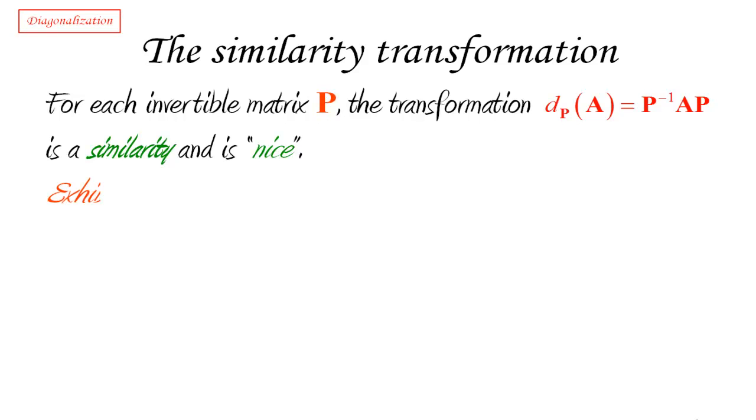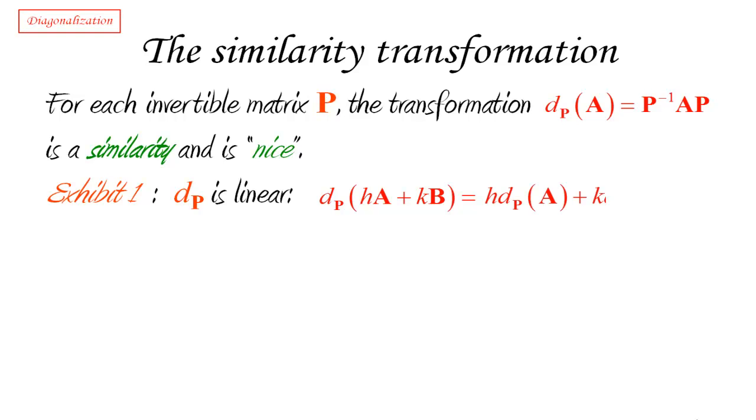So, first exhibit. Exhibit 1: a transformation like this is linear. Remember what that means? It means that if I look at the image under this transformation of a linear combination, I will end up with the same thing as by taking the corresponding linear combination of the images. So whether I combine A and B through H and K before I transform them or after I transform them, I end up with the same thing.